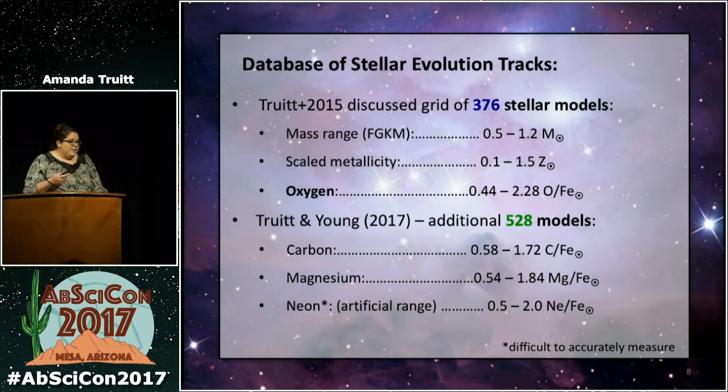And in my recent paper, we added an additional 528 models, for carbon, magnesium, and neon. Neon's is an artificial range here, just because it's very difficult to accurately measure in stars, but we want to include it, even hypothetically, because it's important for considerations in stellar evolution.